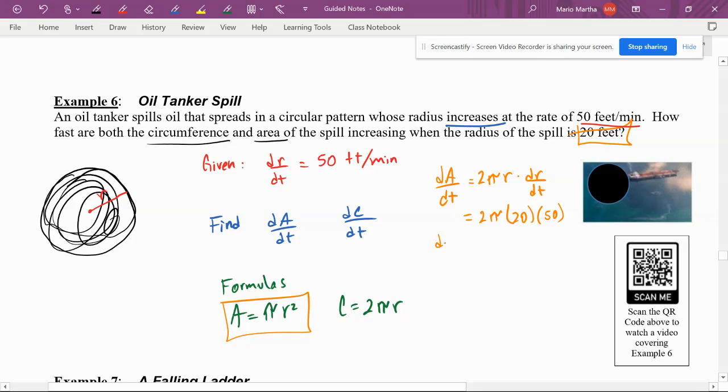So we can say that dA/dt equals 2 times 20, which is 40, times 50, which in this case is 2,000 square feet per minute.